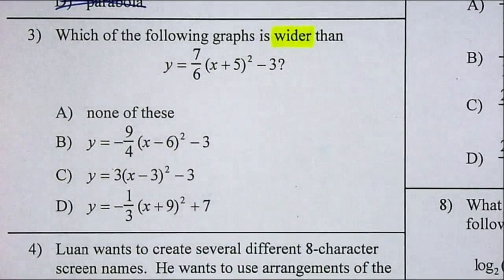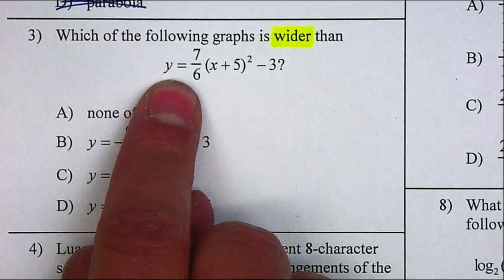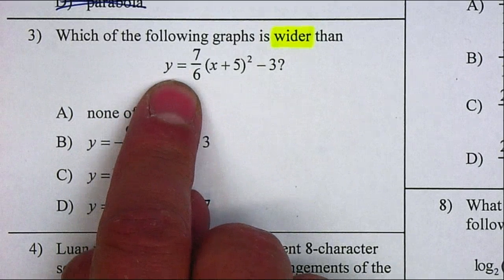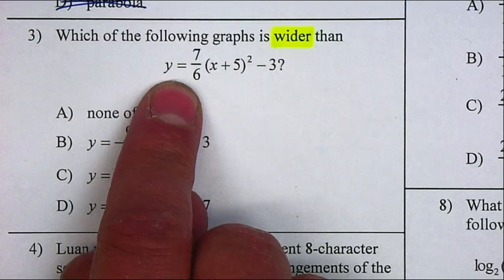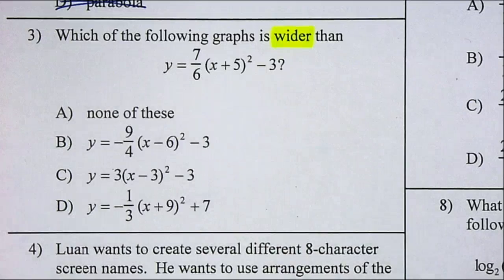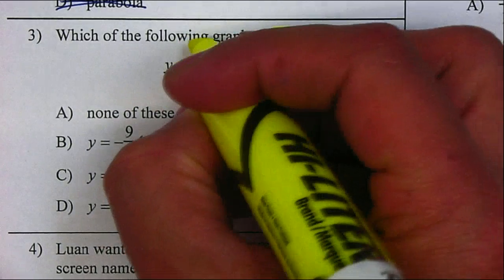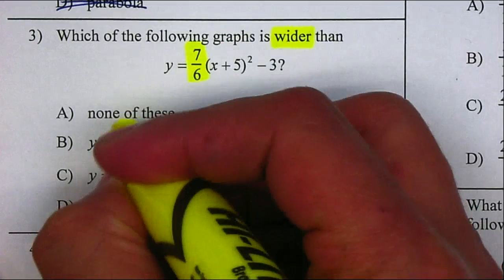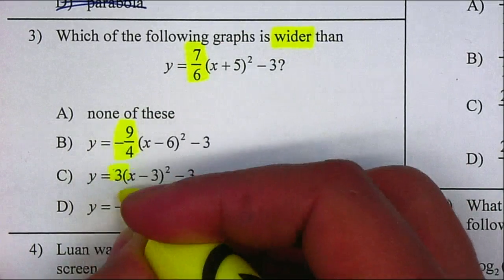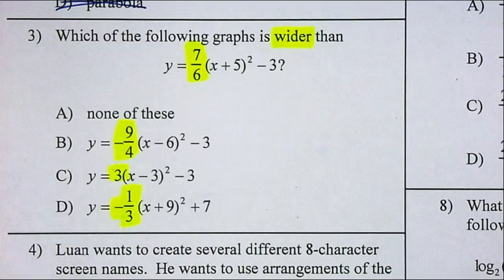Now remember, which value will determine whether it's wider or narrow? Which value will determine the shape of that parabola? We know that the A value, this value here, will determine whether it's going to be wider or narrow.